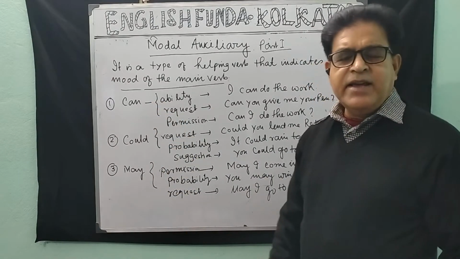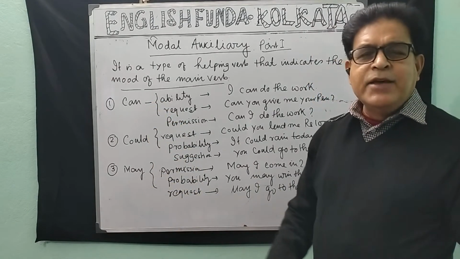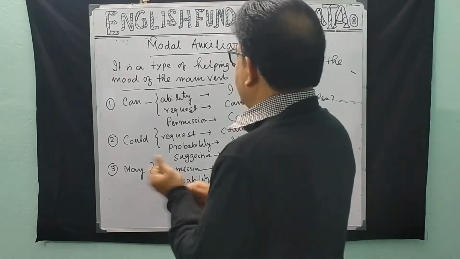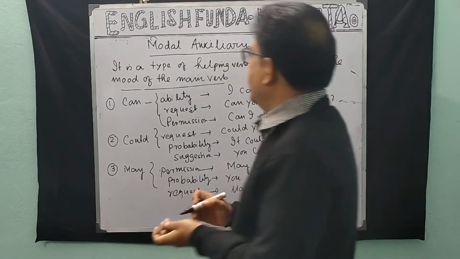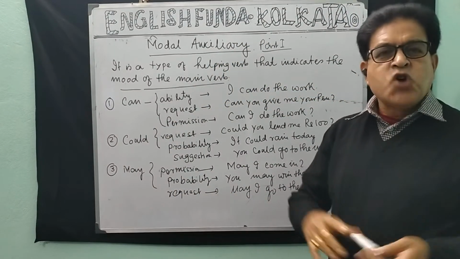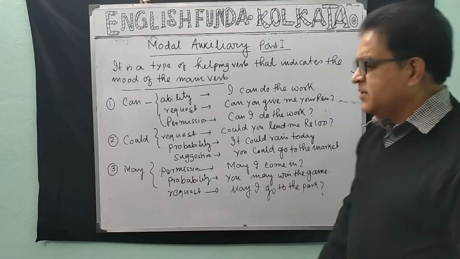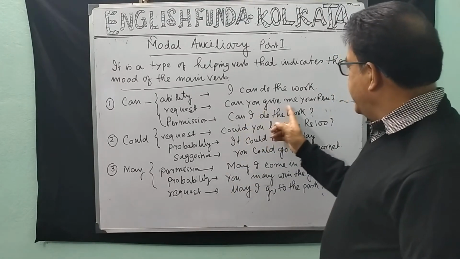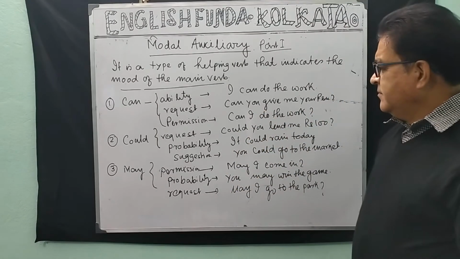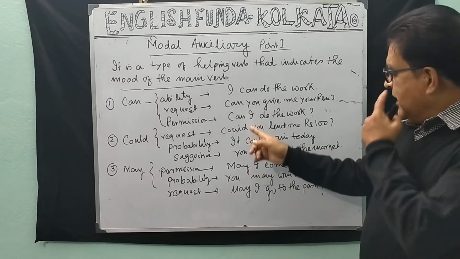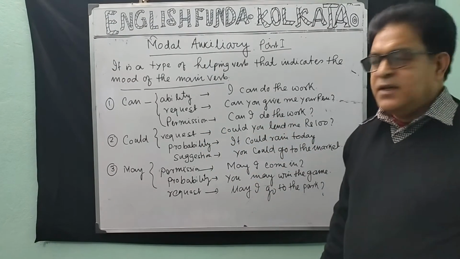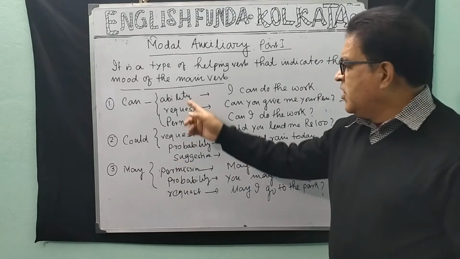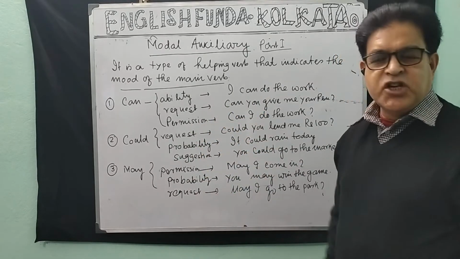can is a modal auxiliary. You can use this modal auxiliary for three purposes. Ability, সক্ষমতা বোঝাতে, I can do the work. Request, can you give me your friend? Permission, can I do the work? So we can use this modal auxiliary, that is can, for ability, request, permission.